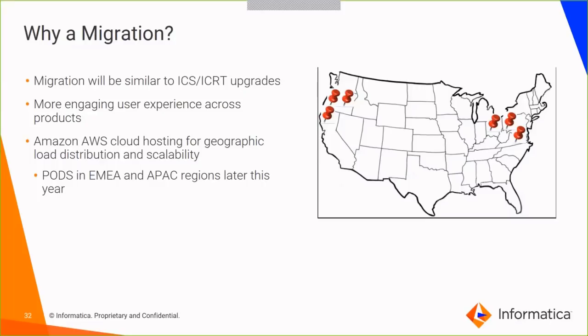And the most important change here is also that we are moving the data centers. We are moving from Dimension Data Center. It was always hosted on the West Coast, and now we are moving it into Amazon hosting, and we are going to have multiple geographic locations for load distribution and scalability. Currently we're starting with an East region and a West region with multiple pods there, but in the coming 12 months, we plan to have pods in EMEA and Asia Pac region as well.